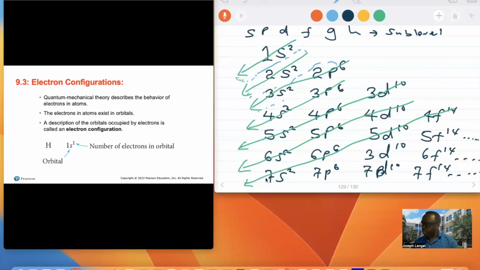The head and the tail, the head of the arrow with the tail there.